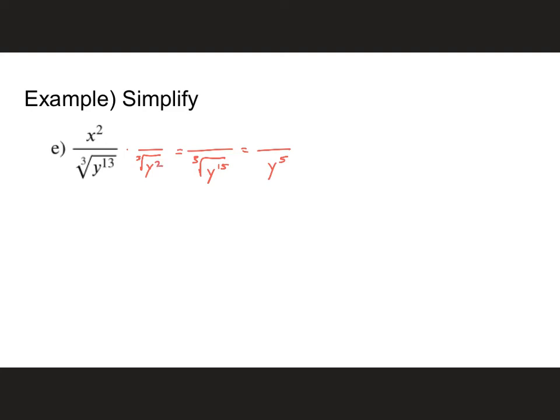It should be a 2, y squared. So that's what I'm going to do here. I'm going to multiply by that form of 1 that has the third root of y squared over the third root of y squared. So let's see here. The bottom works out nice.